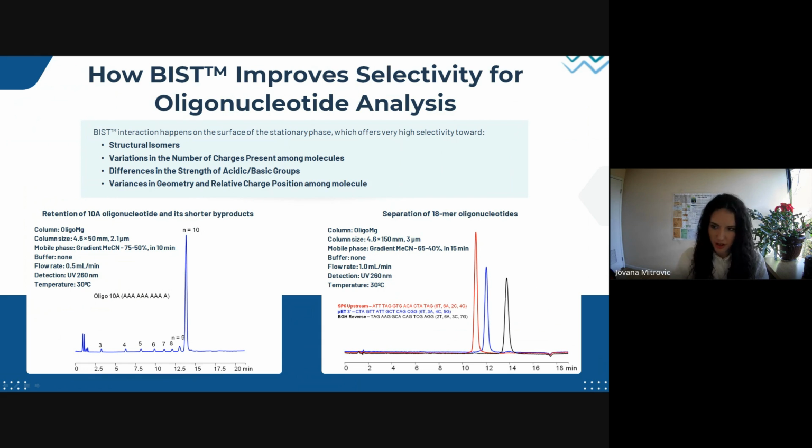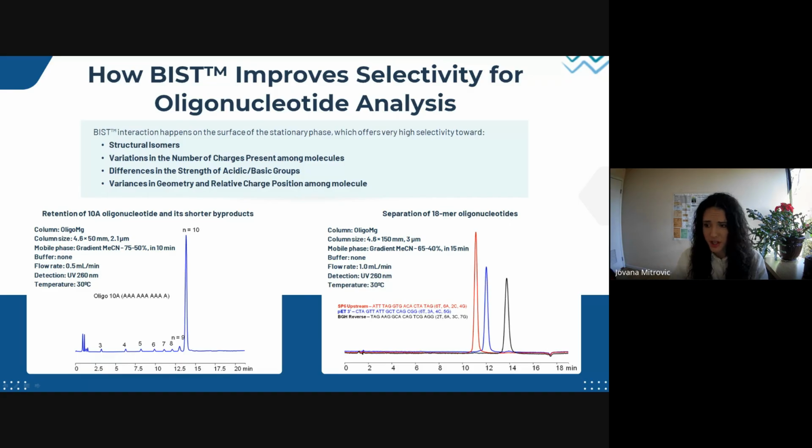One, molecular geometry. Even when oligonucleotides have the same sequence length and charge, differences in how the molecule is folded or structured in solution can influence how it interacts with the surface and the bridging ion. Next, charge density and distribution. It's not just about the number of negative charges, but where those charges are located and how strongly they're expressed. A slight variation in base composition or phosphate accessibility can influence retention behavior.